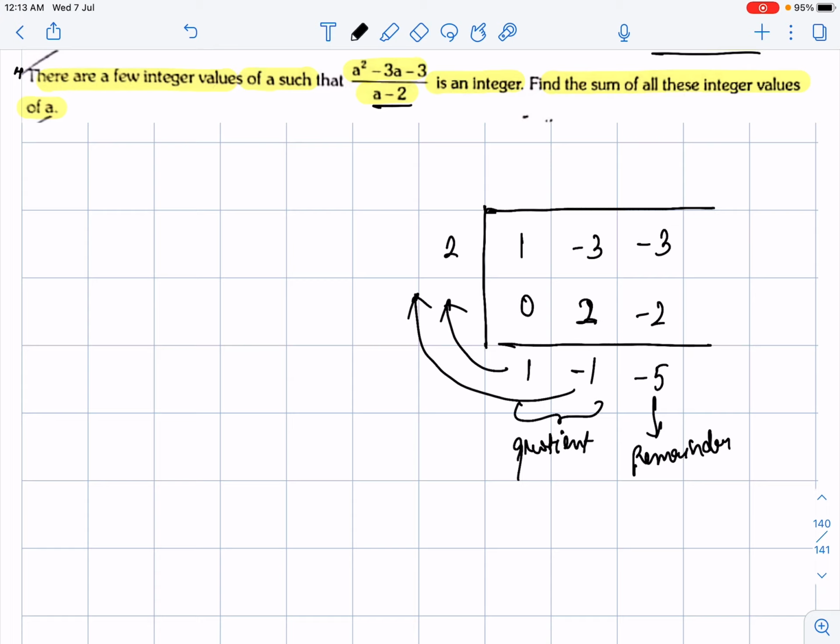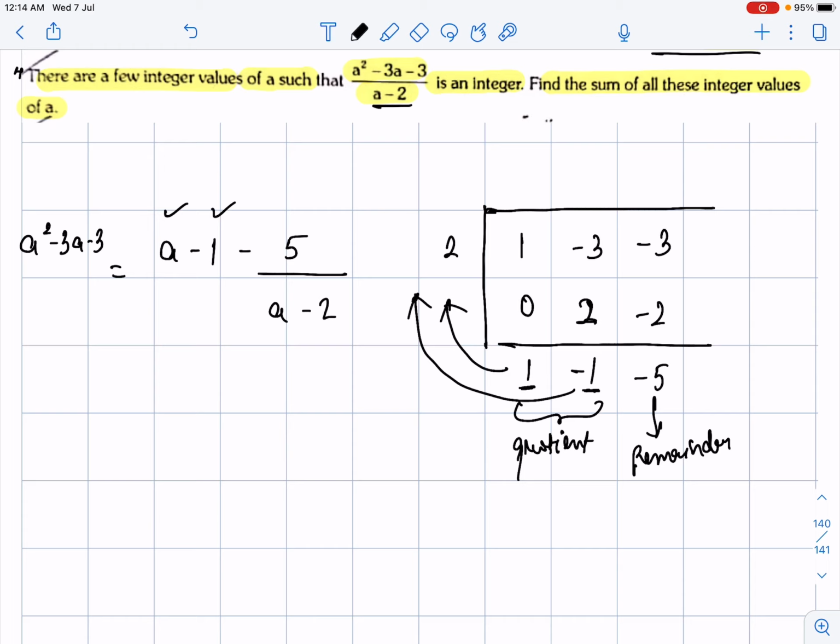So upon dividing a quadratic by a linear, I will get a linear quotient. So that is a minus 1 plus (-5) divided by (a minus 2). This is the way I would make use of synthetic division. A square minus 3a minus 3 can be written as a minus 1 plus that. How? Because this is the coefficient of the linear factor, this is the coefficient of the constant. So this is constant, this is linear.